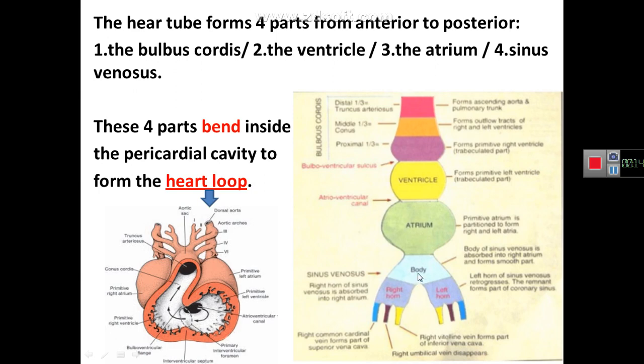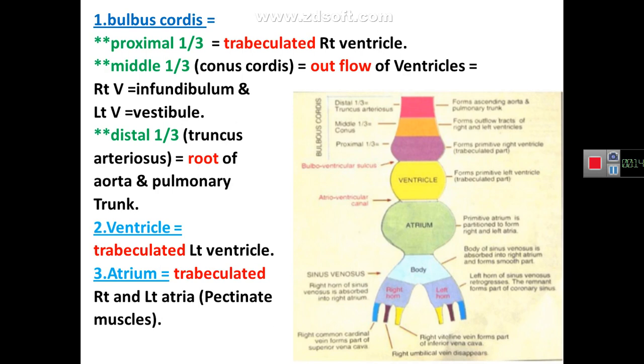And more caudal is the sinus venosus, described here as the body, because the sinus venosus is formed of a transverse body and right and left horns of sinus venosus. All of this is sinus venosus. It is formed of a body and right and left horns. These four parts of the heart tube will give the following derivatives.